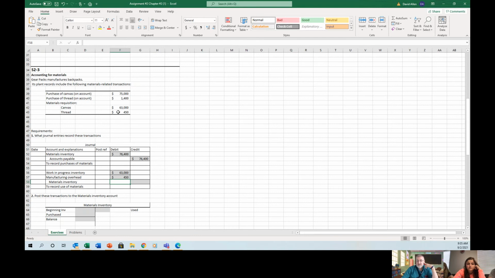Okay. So if we've requisitioned this much direct material and this much indirect material, then what do you think our material inventory is going to be out here? It's going to be those two things added together. There you go.